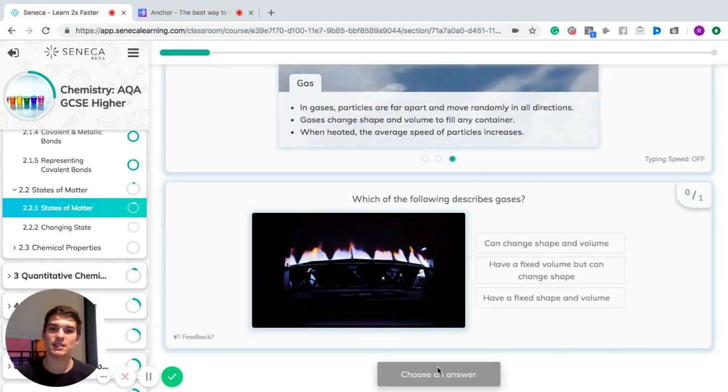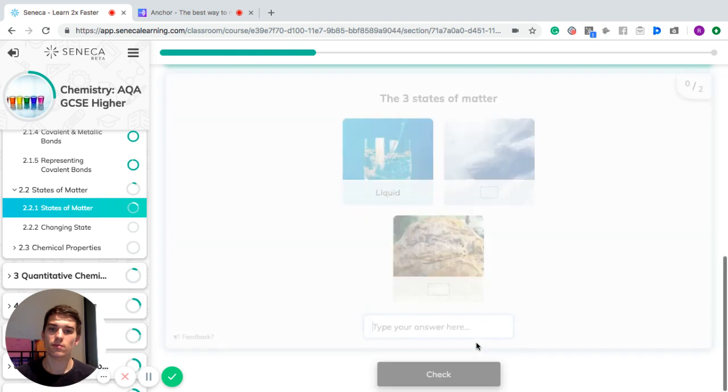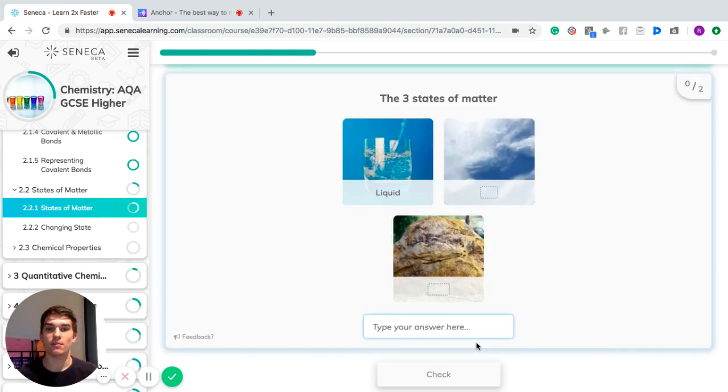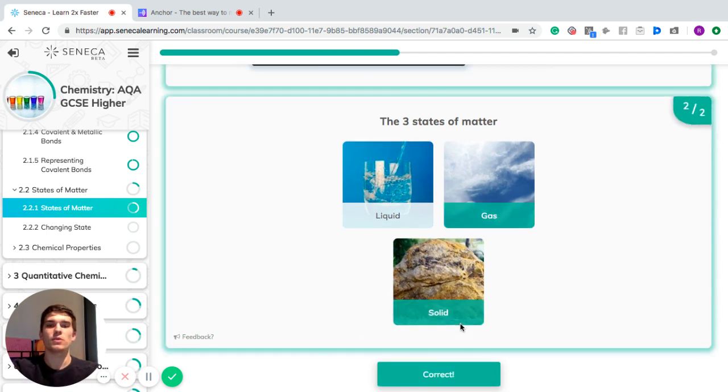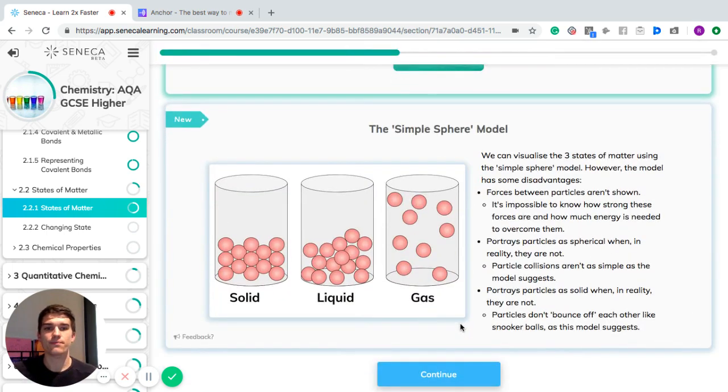So let's recap that a little bit. Which of the following describes gases? So gases can change shape and volume because they've got spaces between their particles. And those three states of matter, again, are solid, liquid, and gas.